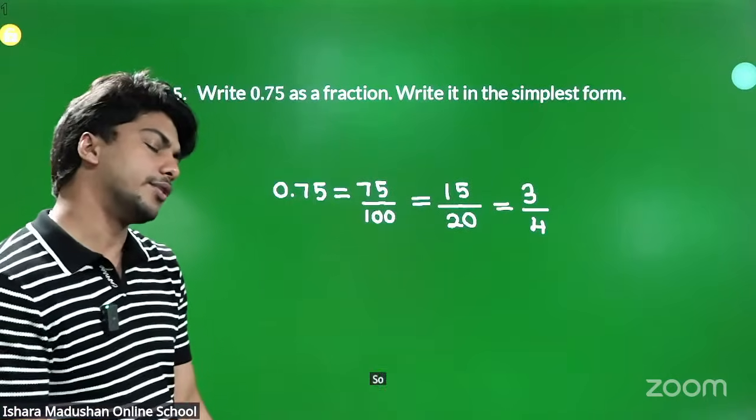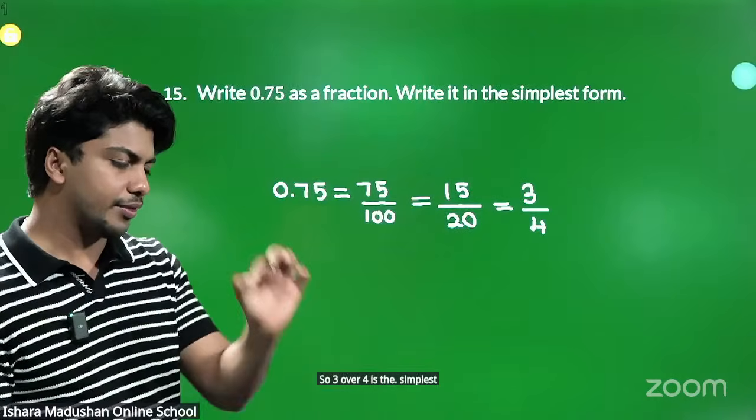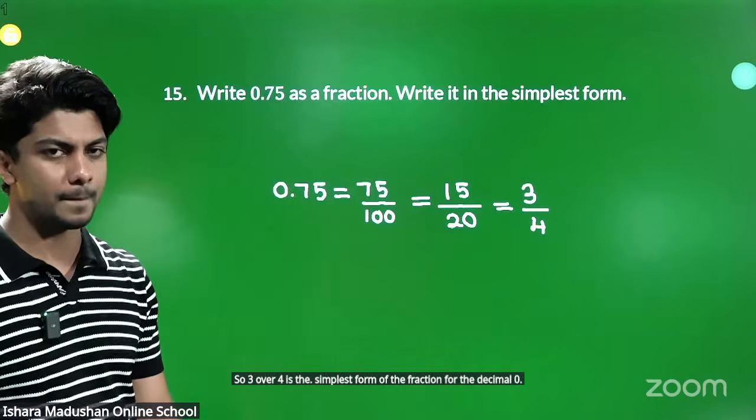So 3/4 is the simplest form of the fraction for the decimal 0.75.